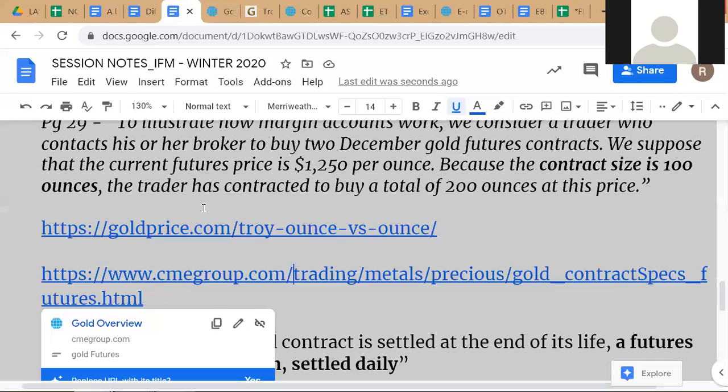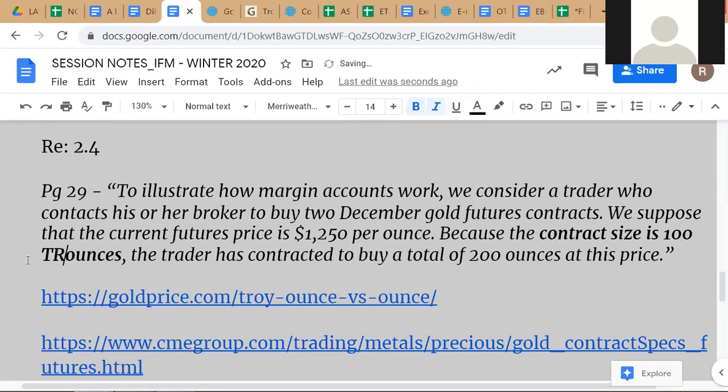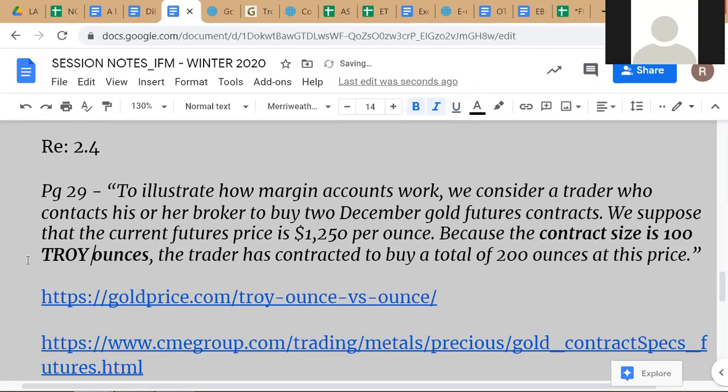All right, so what he should have said here is that the statement should have been troy ounces. You can't have this written in a finance textbook that gold futures is in ounces. Okay, it is in troy ounces. So the distinction between these two. Okay, these are two comments I wanted to make, and that's basically it.